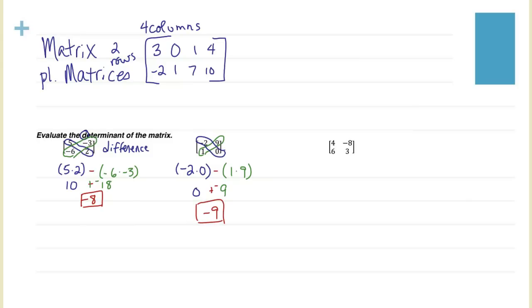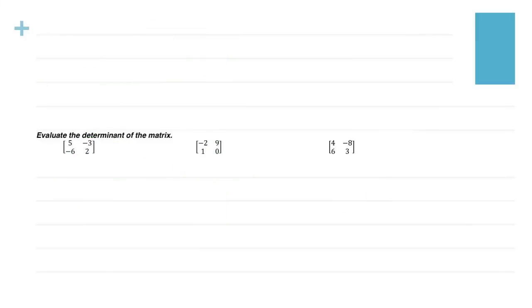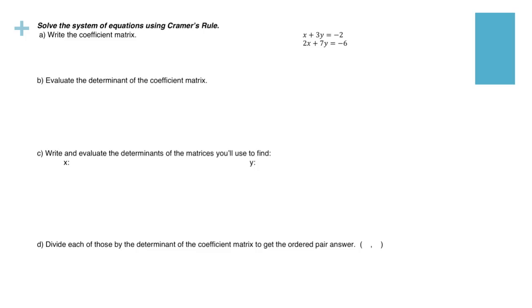If you weren't ready on the last one, let's do one more. If you didn't try the last one on your own, please try this on your own. 4 times 3 minus 6 times negative 8. 12 minus negative 48, minus a negative. So we add, and we get positive 60. So that's just finding the determinant. That doesn't do a whole lot on its own, but we can use that to help us solve systems of equations.